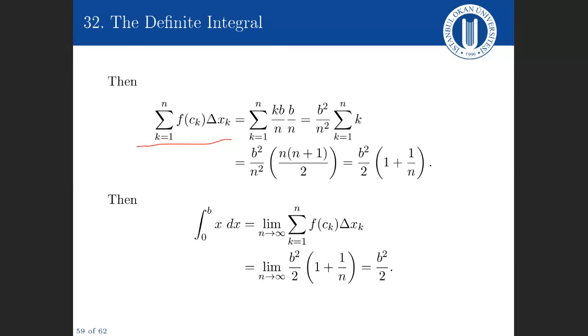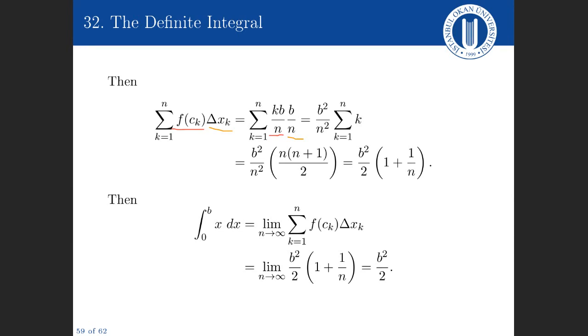Our Riemann sum is the sum from 1 to n of f at ck, that's the height of the rectangle, multiplied by delta xk, that's the width of the rectangle. The height of each rectangle is going to be kb over n, and the width of each rectangle is always going to be the same, it's always going to be b over n. So we're calculating the sum of kb over n times b over n.